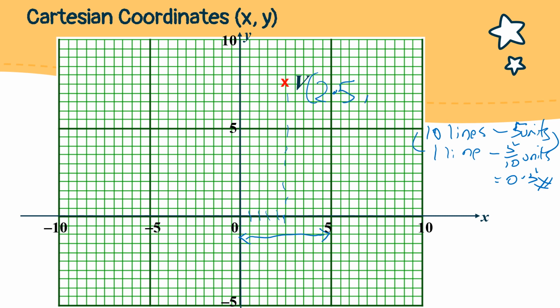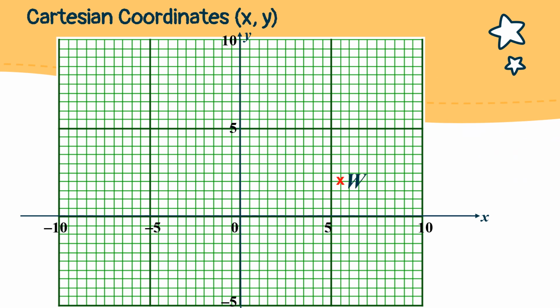For the y coordinates, we have 5, 5.5, 6, 6.5, 7, and 7.5. For the coordinates of w, we will have 5.5 for the x coordinates. For the y coordinates, we have 0.5, 1.0, 1.5, and 2.0. Finally, for the coordinates of z, it is once again in the middle. So we will count as 0.5, 1, 1.5, and the next line is 2.